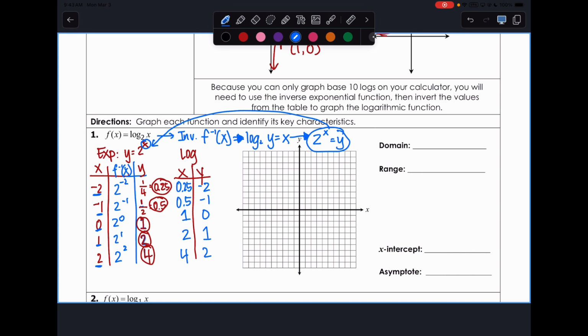Which one are we graphing? The exponential or the log? What was given to us? The log was given to us, so we're going to graph the log. This is the one that you graph. So 0.25 would be negative 2. 0.5 would be negative 1. 1, 0. 2, 1. 4, 2. Now where's the asymptote?